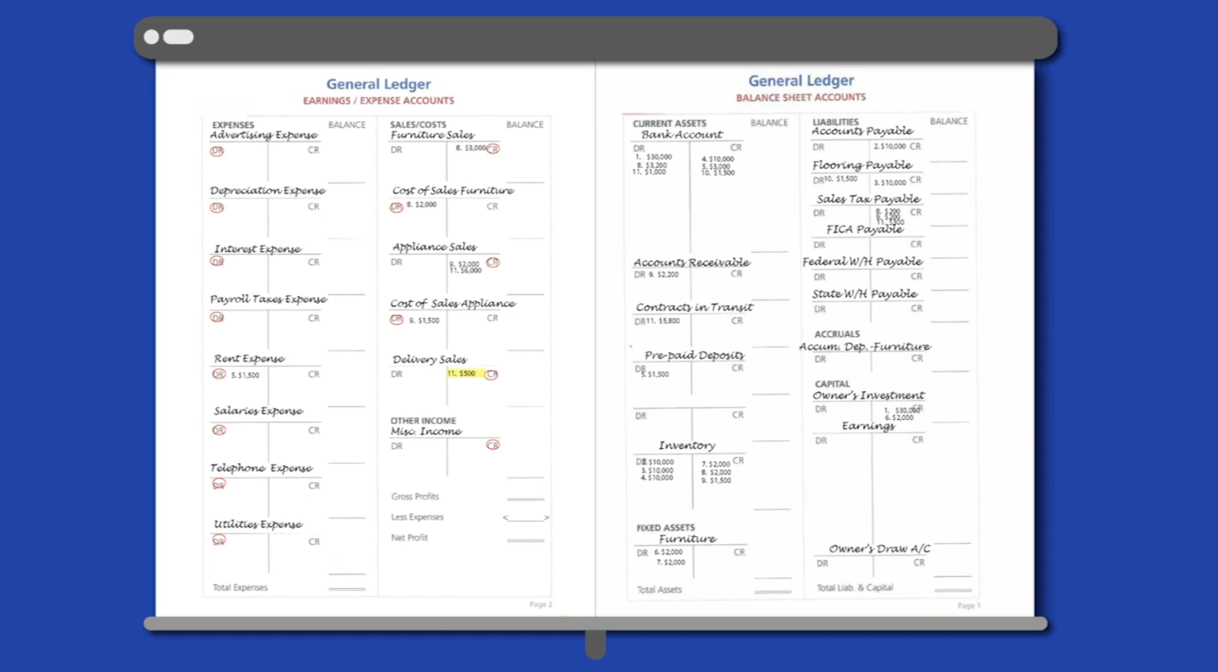Okay, Tina. Now finish it up for us. The cost of the appliances was $3,000. Uh-huh. Debit the cost of sales. Okay, so we're going to debit cost of sales $3,000. And we'll credit inventory $3,000. So we're recognizing that we're taking it out of inventory and we're going to charge it to cost of sales.